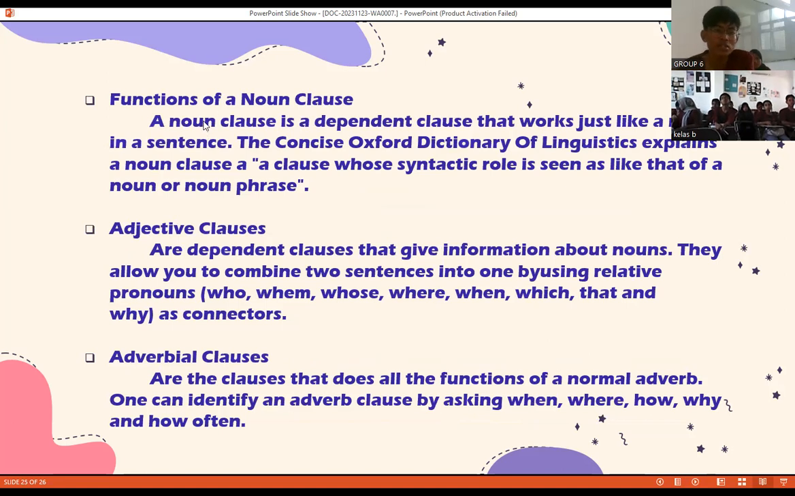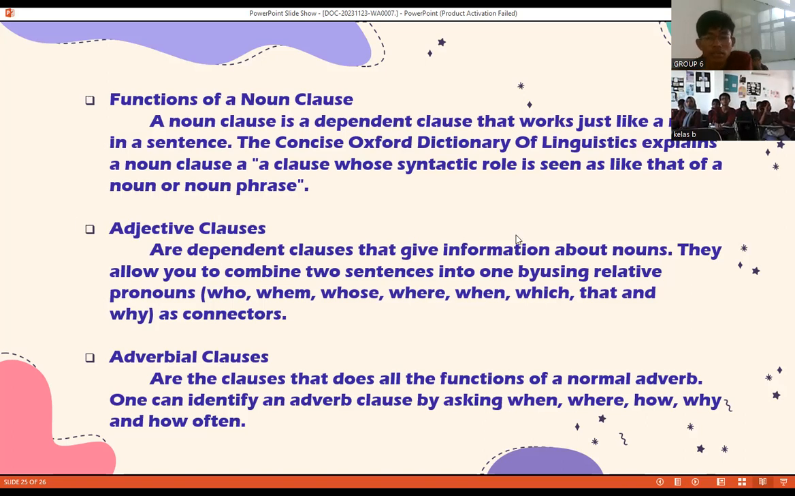Next is functions of a noun clause. A noun clause is a dependent clause that works just like a noun in a sentence. The Concise Oxford Dictionary of Linguistics explains a noun clause as a clause whose syntactic role is seen as like that of a noun or noun phrase.